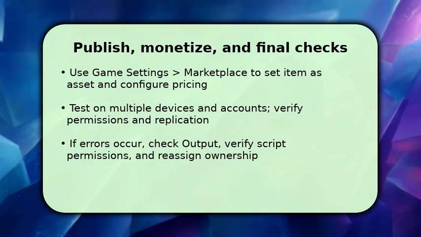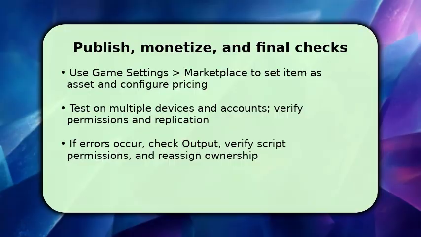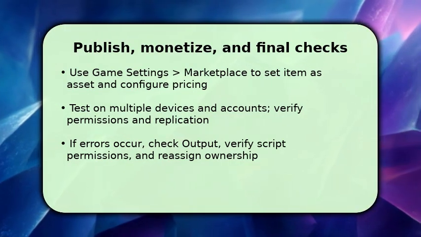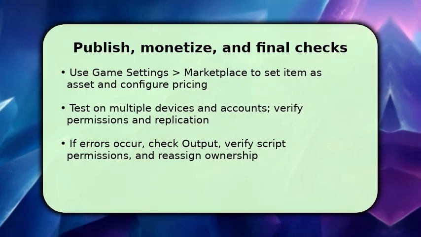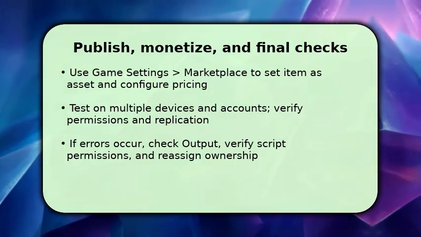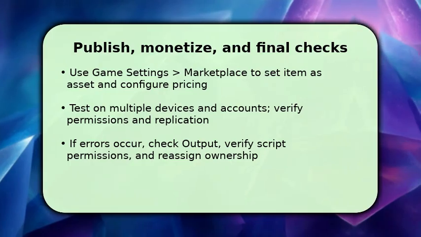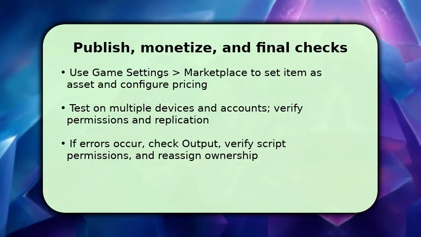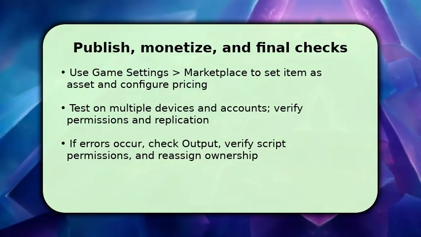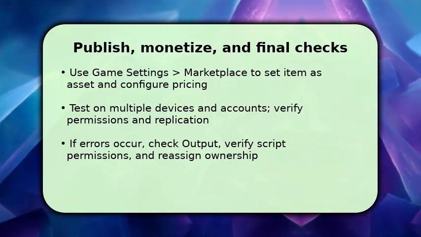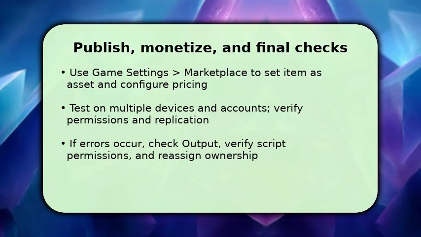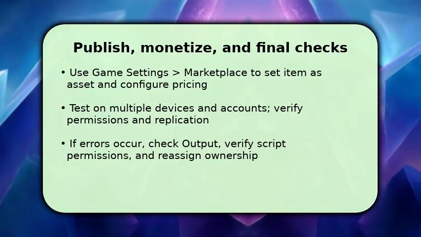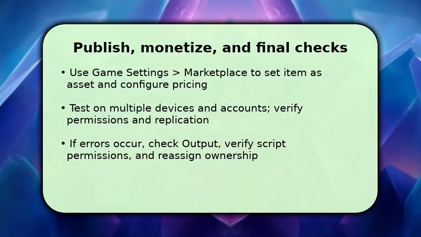Finish by publishing and optionally monetizing the item. Upload the model or bundle to the Creator Marketplace and set pricing if you plan to sell. This is where Asset IDs are generated. Once published, test the item in different clients and with another account to confirm replication and permissions. If something breaks, check the output for errors, ensure remote events have correct filtering, and reassign ownership or re-import assets. These quick checks resolve most final issues.